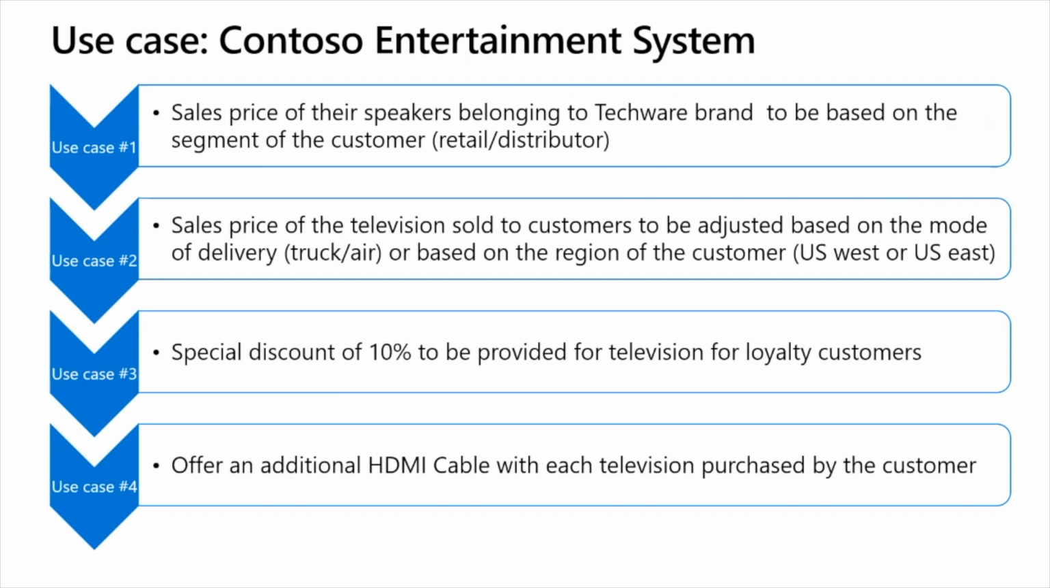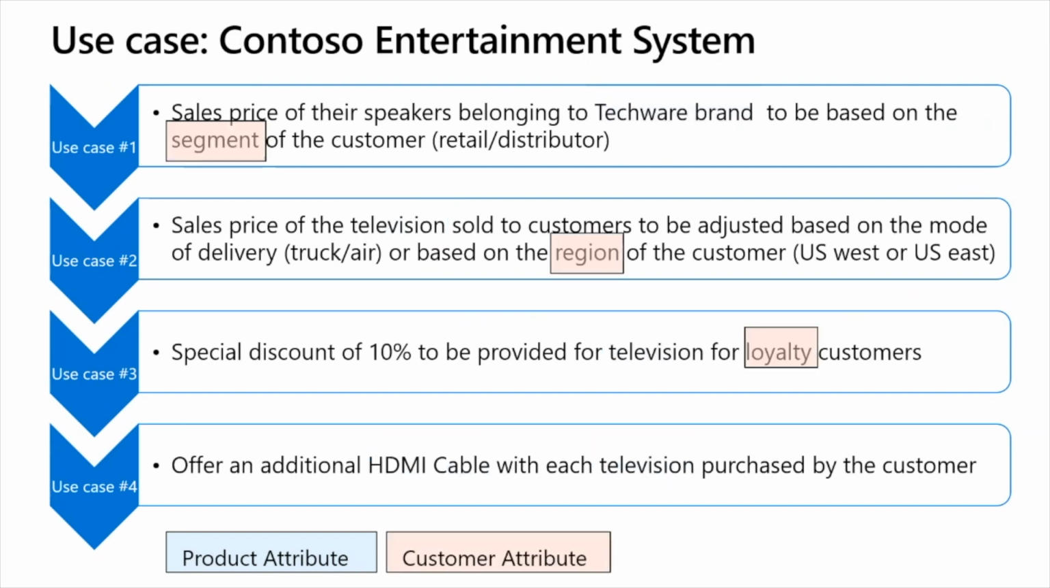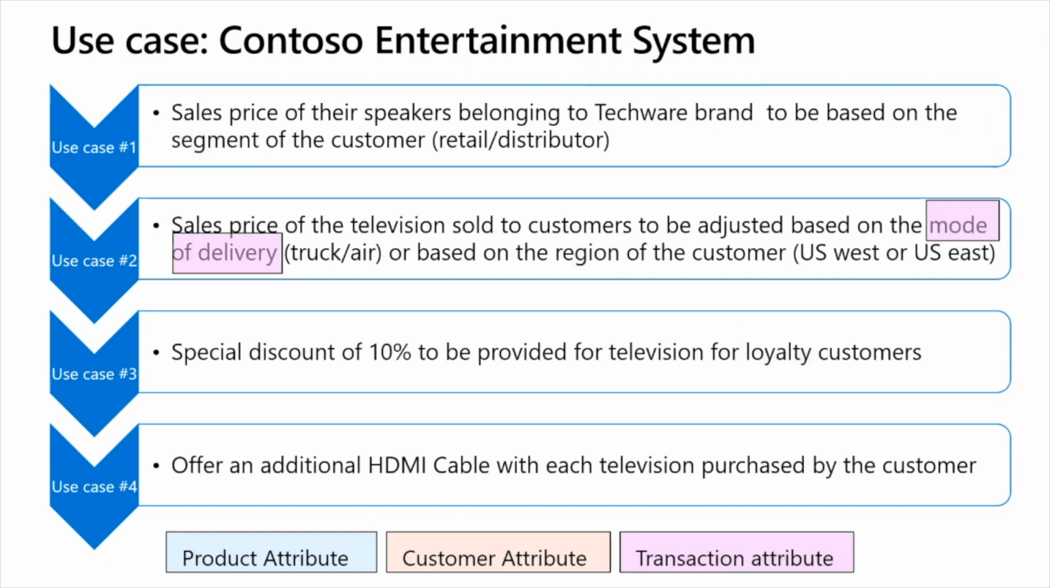Instead, they would like the pricing strategy to be based on an attribute defined against the product, such as the product's category or brand, or an attribute defined against the customer, such as the customer segment or region, and an attribute defined in the sales order, such as the mode of delivery. So pricing attributes such as product, customer, and transaction play a key role in pricing management.